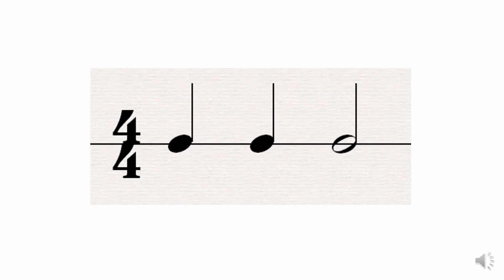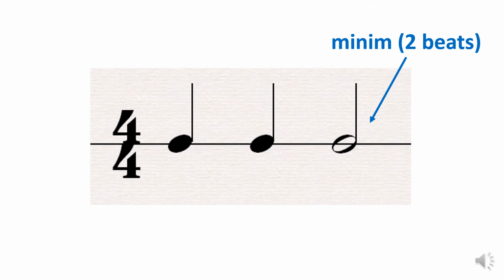Let's look at another type of note. This one is clear or not filled in and is called a minim. It lasts for 2 beats, so we make a longer sound, do. So this whole rhythm would sound like this: do, do, do.